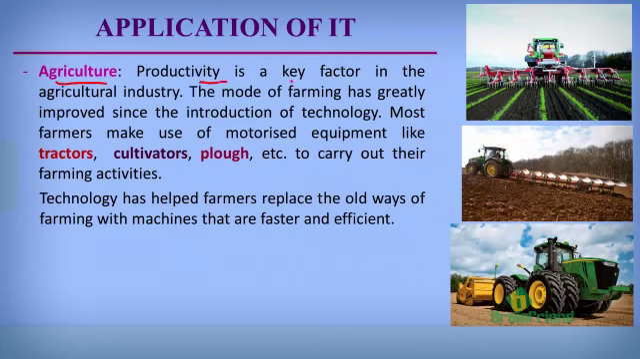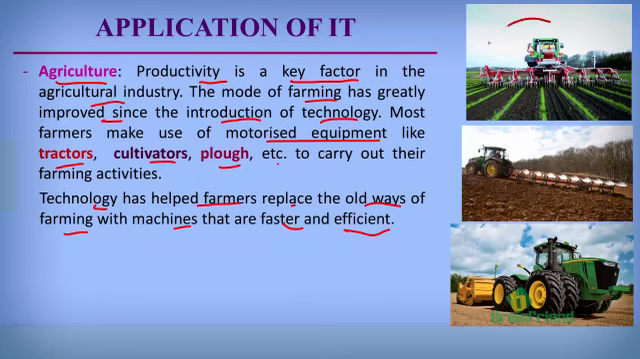Two, agriculture. Productivity is a key factor in the agricultural industry. The mode of farming has greatly improved since the introduction of technology. Most farmers make use of motorized equipment like tractors, cultivators, plow, etc. to carry out their farming activities. Technology has helped farmers replace the old ways of farming with machines that are faster and efficient.